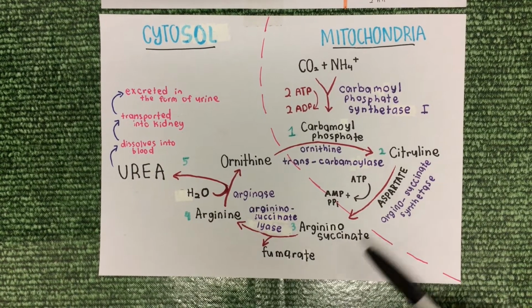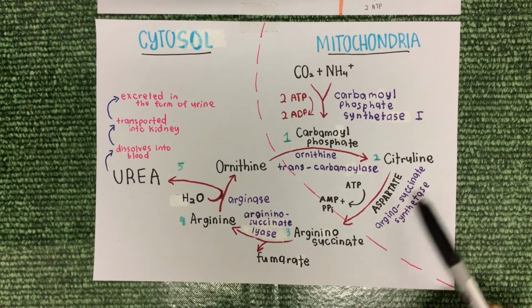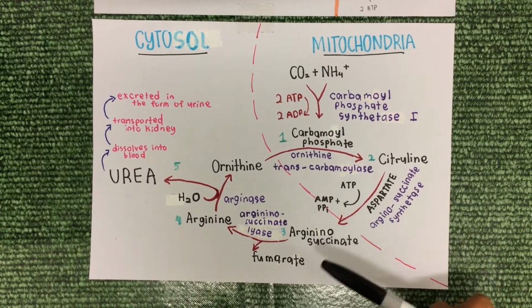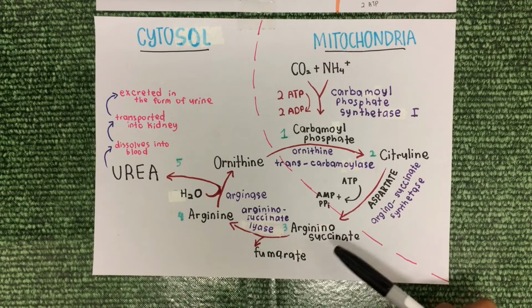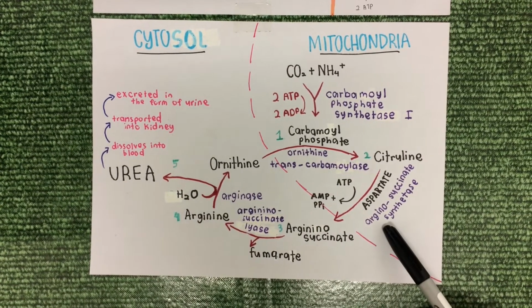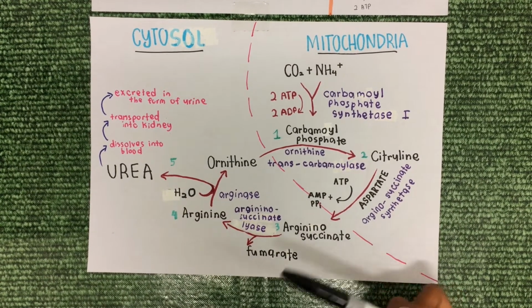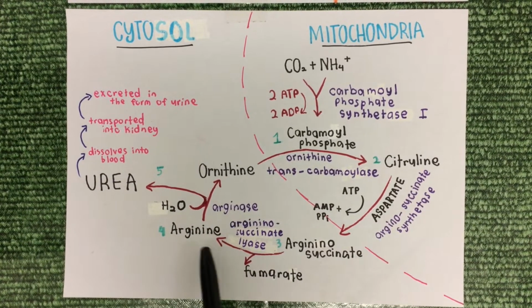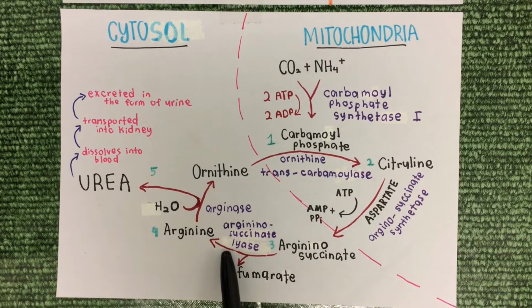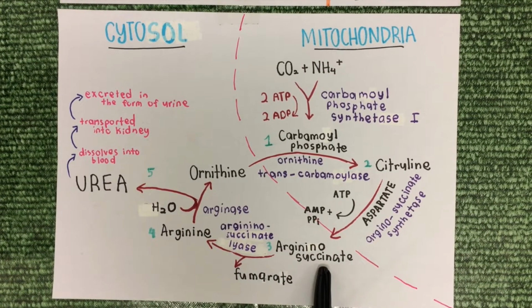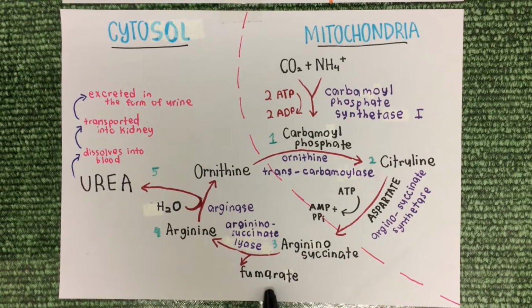The third step is the synthesis of arginosuccinate. The citrulline will now react with aspartate to form arginosuccinate. This is catalyzed by arginosuccinate synthetase using 1 ATP. The fourth step is the cleavage of arginosuccinate. The enzyme arginosuccinate lyase cleaves the arginosuccinate to form fumarate and arginine.